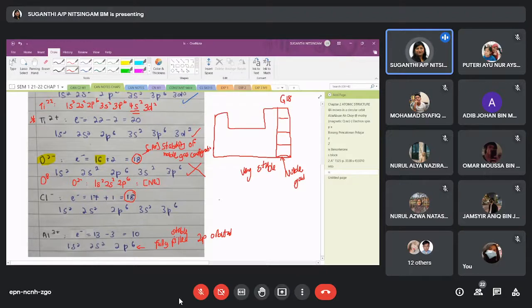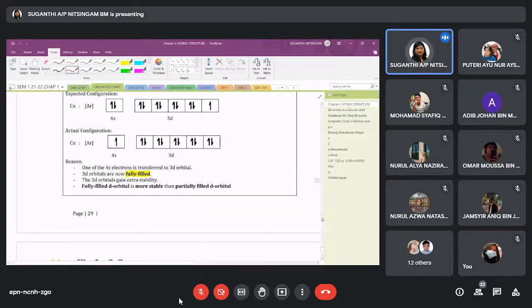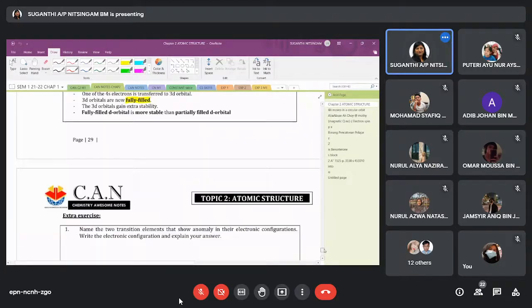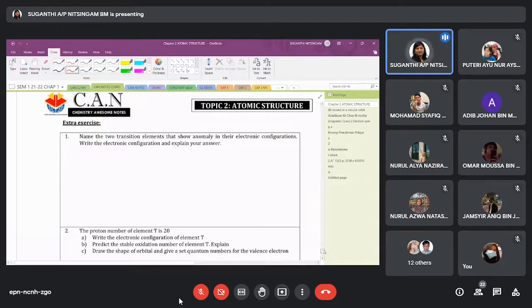Okay, bagus. Now, let's have a look at the next one. Name the two transition elements that show anomalous behavior. What is it? Hello? Cepat.